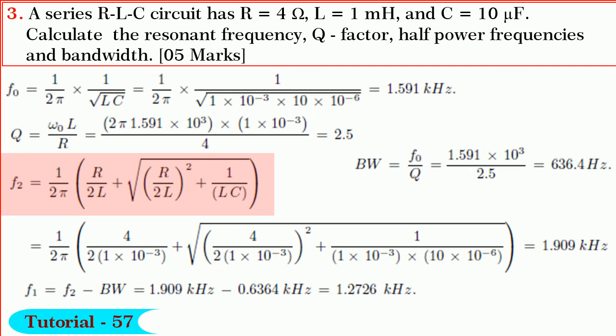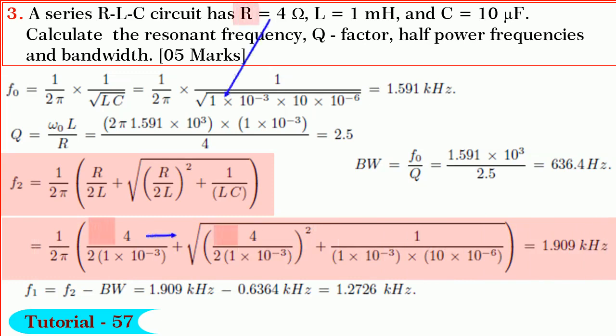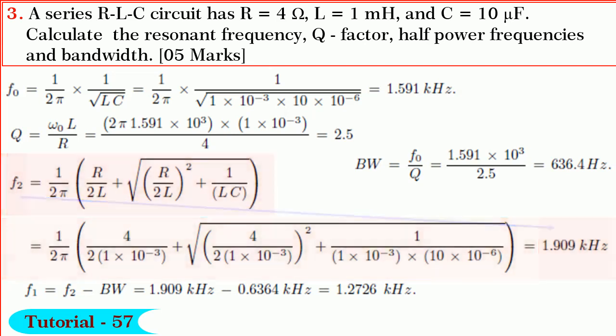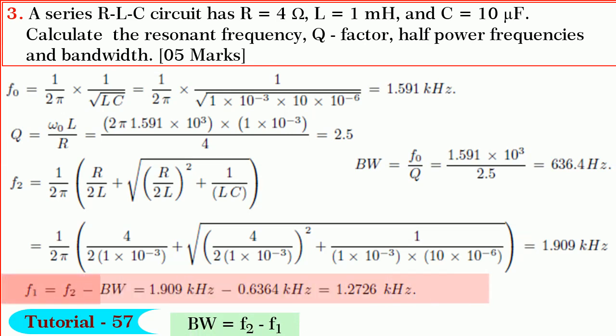Next, we know F2 is equal to 1 divided by 2 pi into bracket R by 2L plus square root of R by 2L whole square plus 1 divided by LC. By substituting R is equal to 4 ohm, L is equal to 1 millihenry and C is equal to 10 microfarads and solving, we get F2 is equal to 1.909 kilohertz.